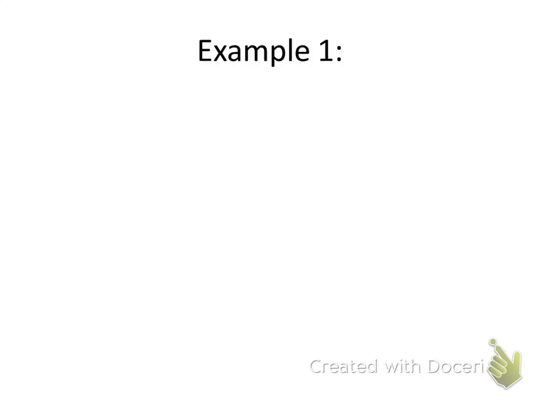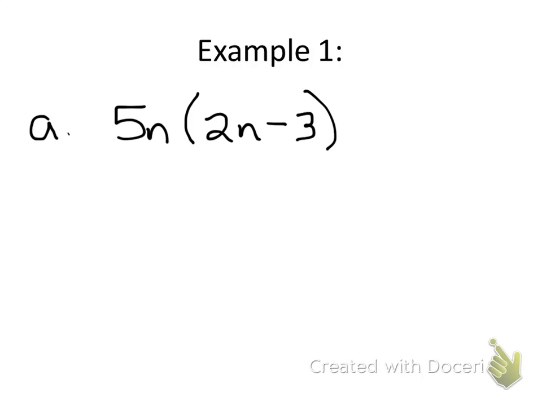In example 1, I'm given 5n times 2n minus 3. Now, a concept that you need to remember for this lesson is the distributive property. You're going to be using it to solve all of the problems in this section. The distributive property, just as a refresher, is taking an outside term and multiplying it by every term within the parentheses. And I do that because I cannot simplify what's already in the parentheses, 2n minus 3.